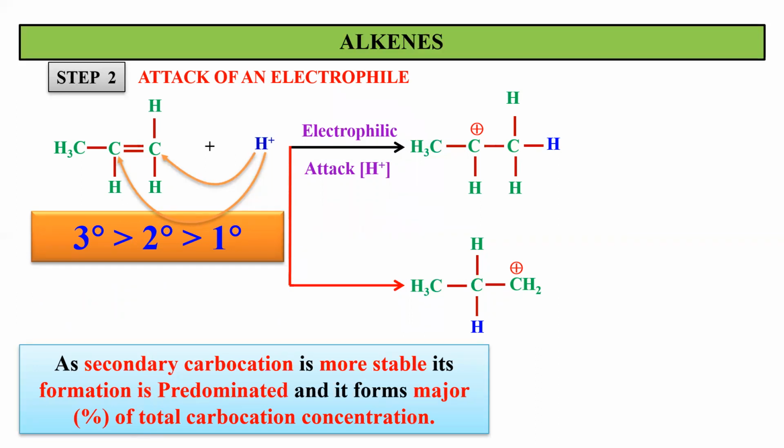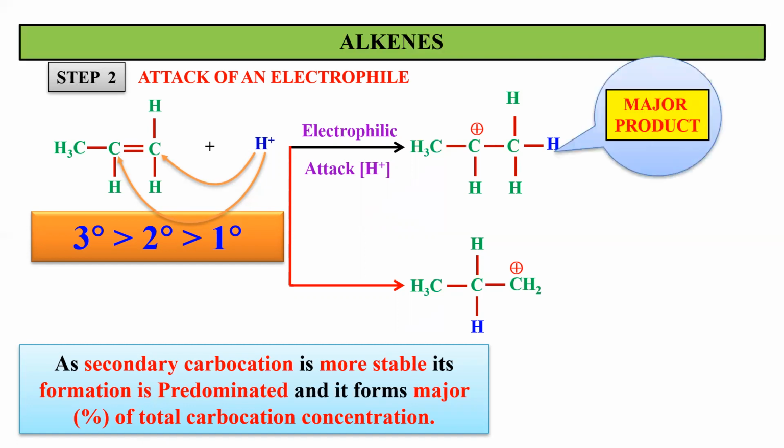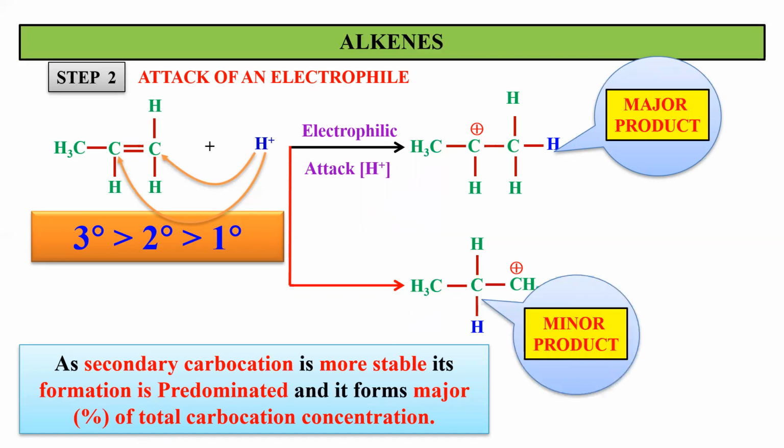ओके, क्यों? क्योंकि वो एक स्टेबल कार्बोकेटायन दे रहा है. तो अगर वो एक स्टेबल स्पीशीज बन रही है तो definitely it will be formed in larger concentrations, correct? And therefore what you would say, the first carbocation, which is a secondary carbocation, is a major product, whereas the primary carbocation is a minor product. Okay, अब आगे देखते हैं.